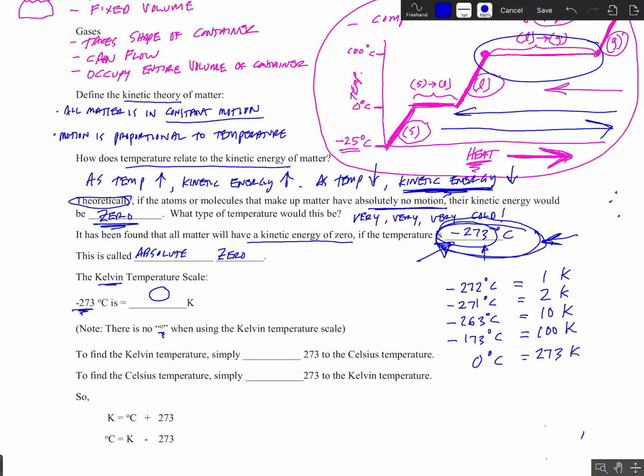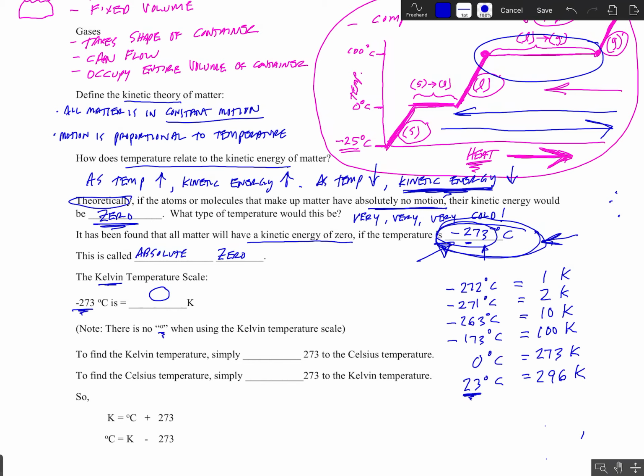Here, room temperature. Let's try this one. Room temperature is typically about 23 degrees Celsius. How many degrees above the lowest possible temperature is 23 degrees Celsius? Think about that for a minute. So we're at 23 Celsius. The lowest possible temperature is negative 273. How far above the lowest possible temperature is 23 degrees Celsius? That's right. If you said 296 Kelvin, you are correct. So room temperature is about 296 Kelvin.